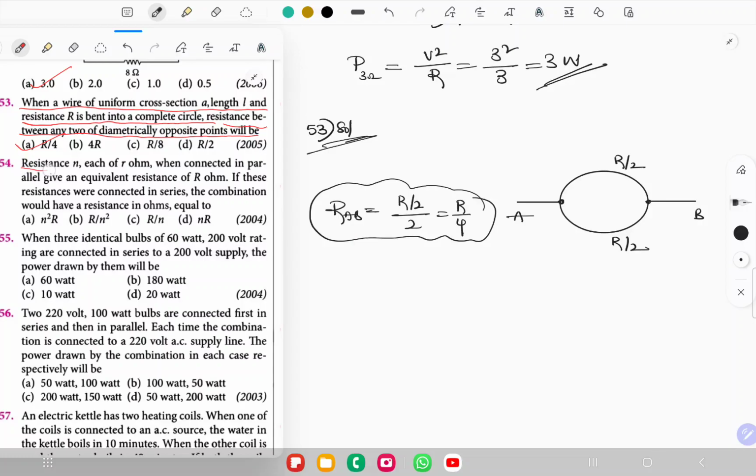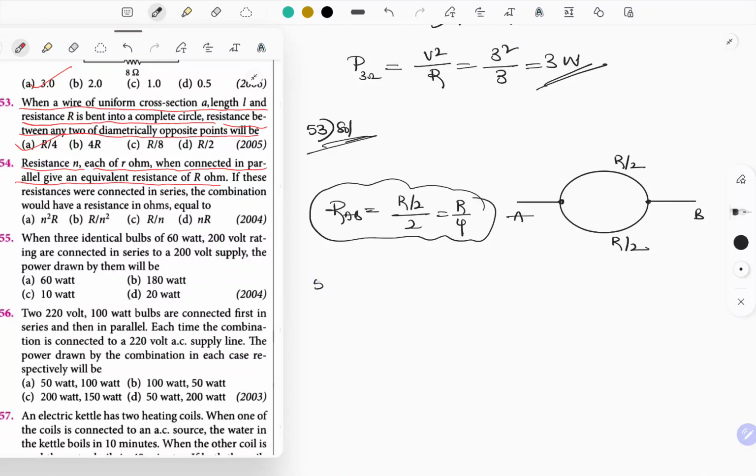Next, question 54. N resistors, each of R ohm, when connected in parallel give an equivalent resistance of R ohm. Solution: N resistors connected in parallel, then R equivalent is equal to R by N.